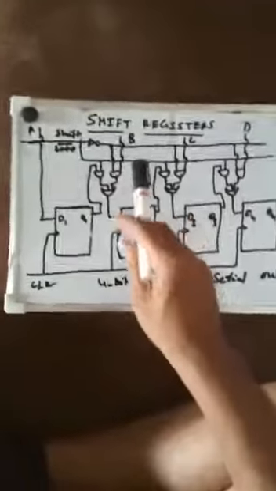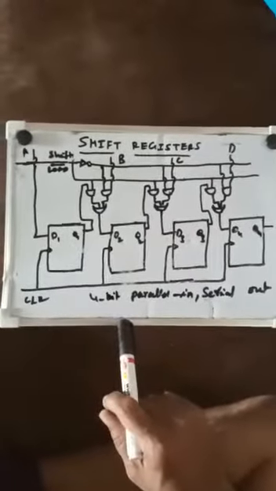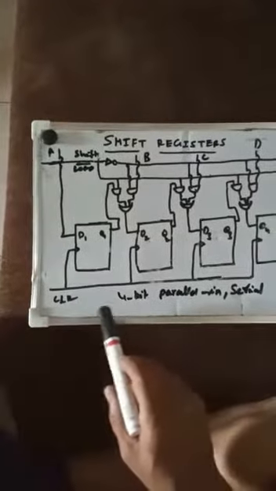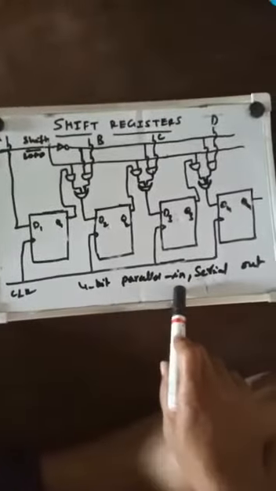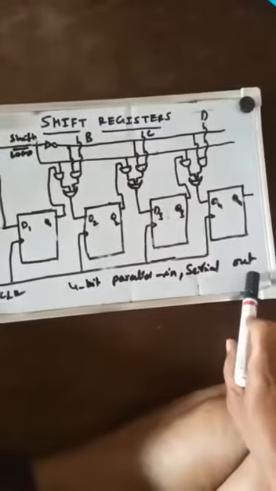And this is the 4th category. This is a typical model of a shift register, and here it's a 4-bit parallel in and serial out.